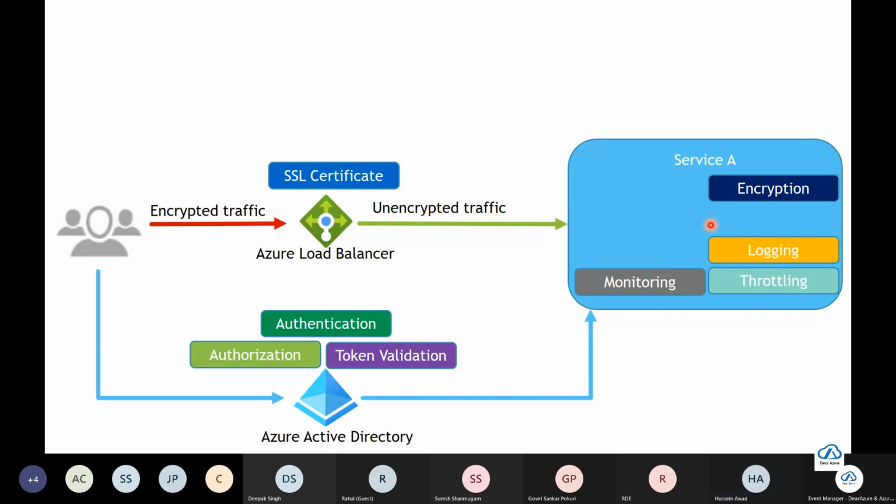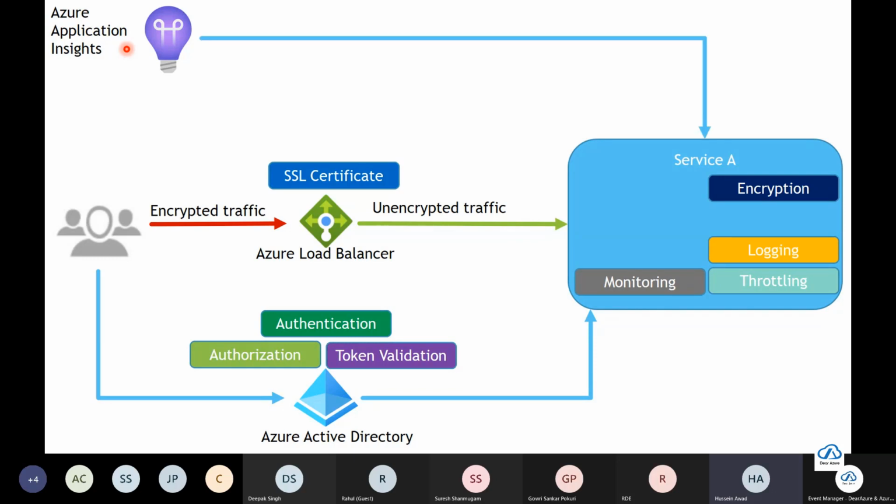Service A. Also, when we think of Azure Application Insights, which helps us in monitoring to detect the performance metrics of our service, how many errors we are getting, what is the availability ratio of our service. And by using Azure Application Insights, we will be able to offload the monitoring part from our service and just totally offload it to Application Insights.